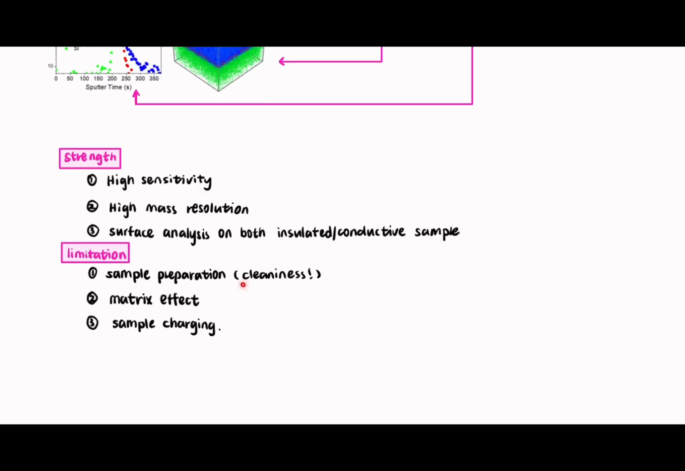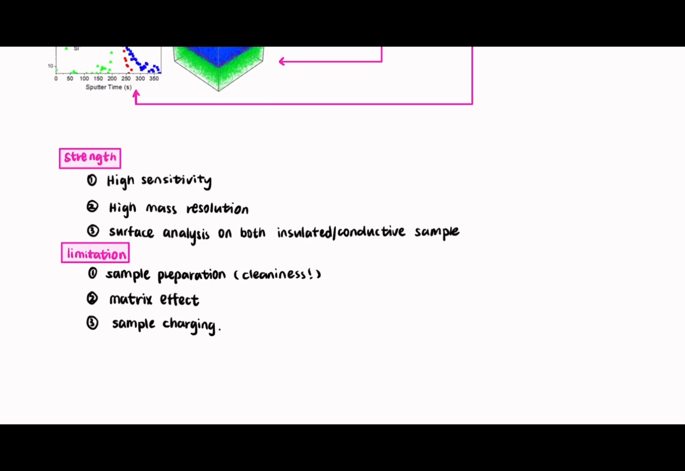For the limitations, first is sample preparation. It is important to ensure the sample is very clean, because since it's a very sensitive surface technique, any contamination and artifacts can affect the final result. Second is the matrix effect, which can impact data interpretation, where the sample matrix influences ionization efficiency and may also affect the accuracy of the spectra.